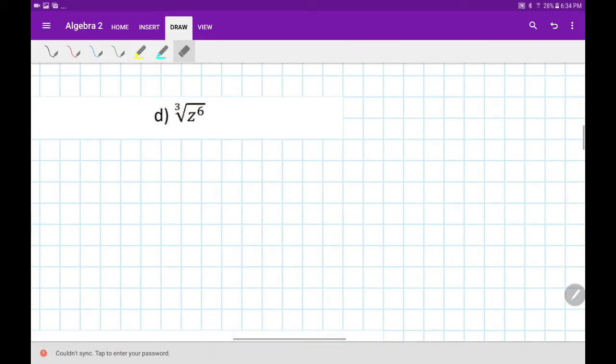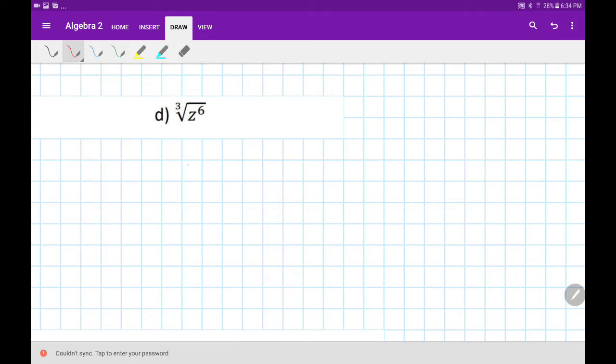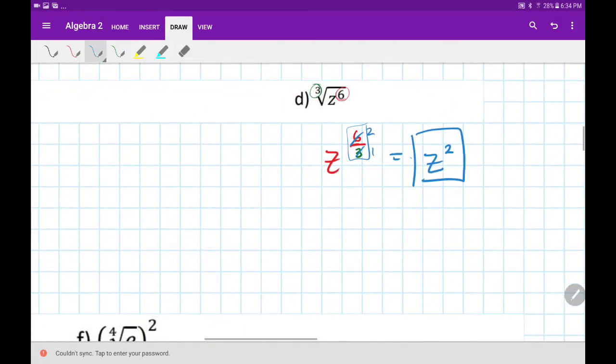Let's look at D. Let's do the same thing. We have z to the power of some fraction. Our numerator is the power. It pretty much stays where it is. It stays up there. And our denominator is our root. So it's 6 over 3. Now that's not our final answer because, in fact, 6 over 3 simplifies down to 2 over 1. So this is really z squared. And that would be our final answer.